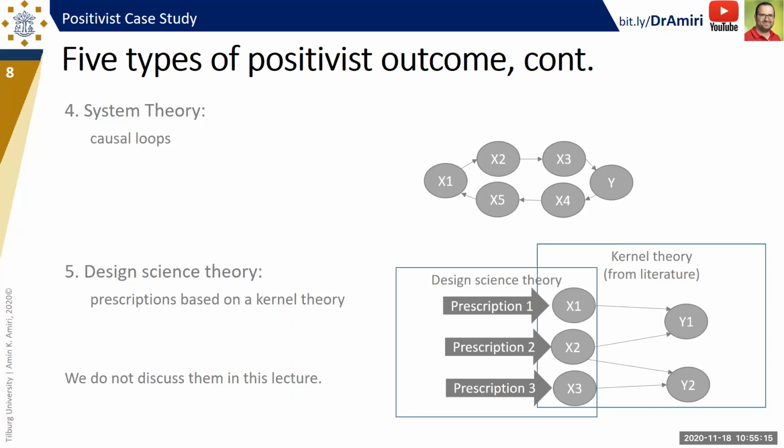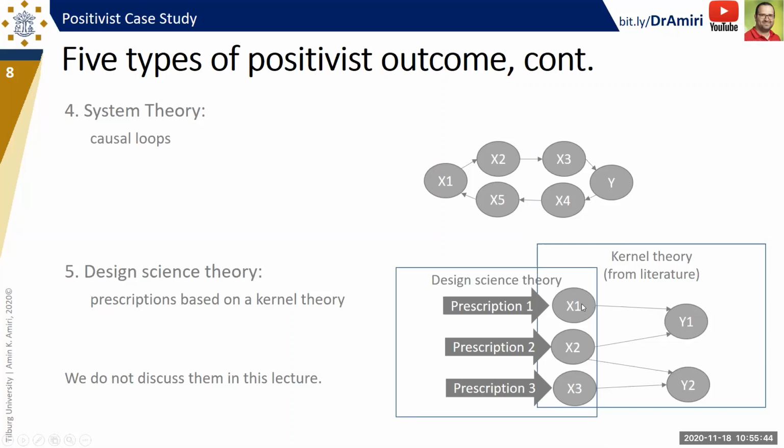The fifth type of positivist design theory is something like this. You try to provide prescriptions as contributions to scholars all over the world. You would say that we have a kernel theory based on the literature. Our goal is to improve Y1 and Y2.